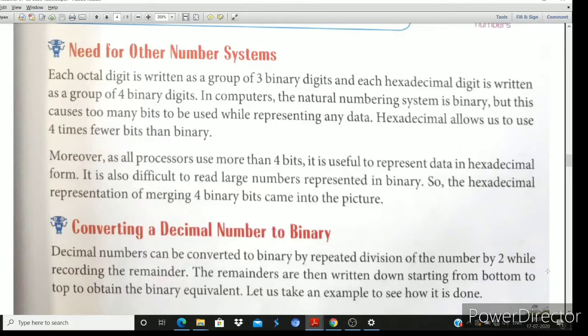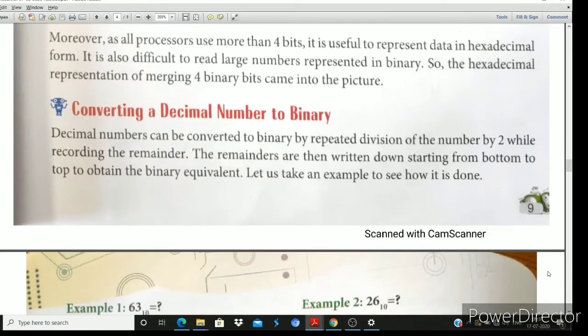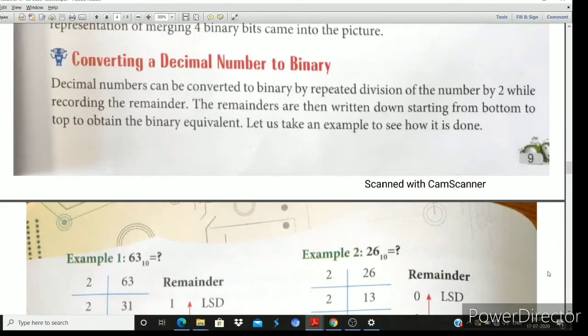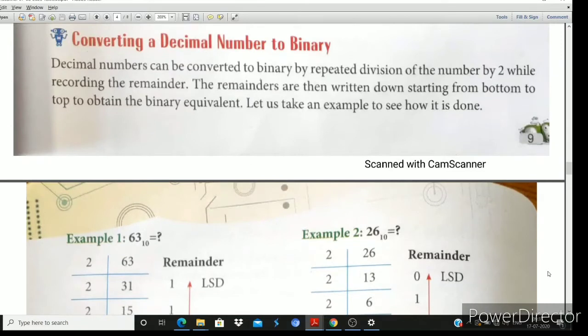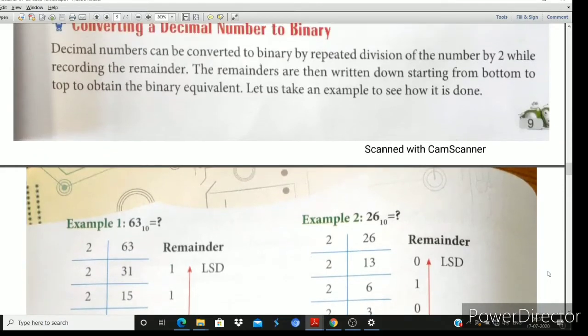Okay, now we are talking about the last topic of this chapter, which is converting a decimal number system into binary. How we can convert a decimal number into a binary number, you will learn in this video. First we will see the basic example from your book, how it is done. Then in the next part of this video we will see how we can solve this problem.